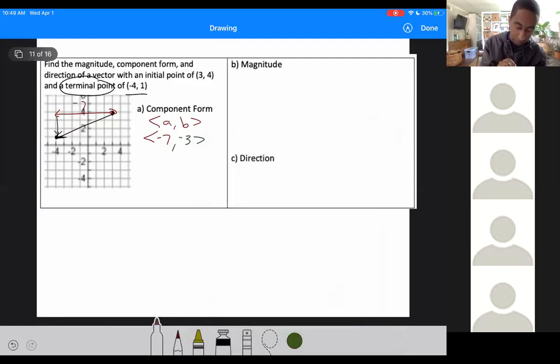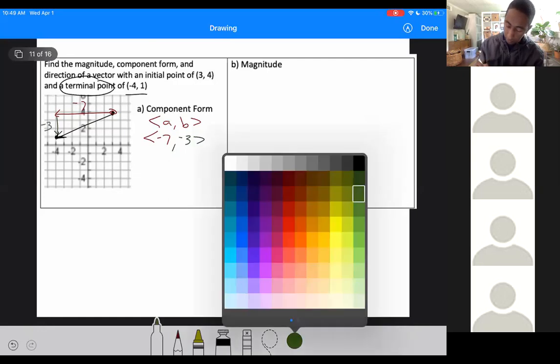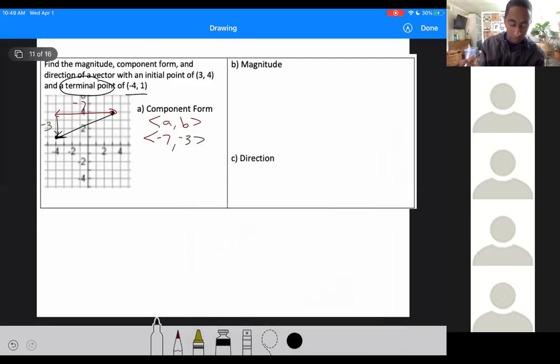For magnitude, you can just do square root of -7 squared plus -3 squared. Okay, good. So that's using the formula that a squared plus b squared, right? All right. So that's going to be 49 plus 9. That'll be 58, right?